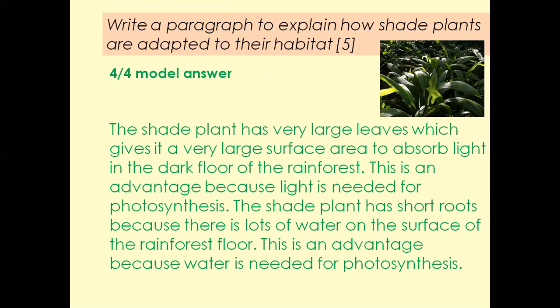This is an example of how you can construct your answer in an effective way. The shade plant has large leaves, which gives it a large surface area to absorb light in the dark floor of rainforest. This is an advantage because light is needed for photosynthesis. The shade plant has short roots because there is lots of water on the surface of rainforest floor. This is an advantage because water is needed for photosynthesis.